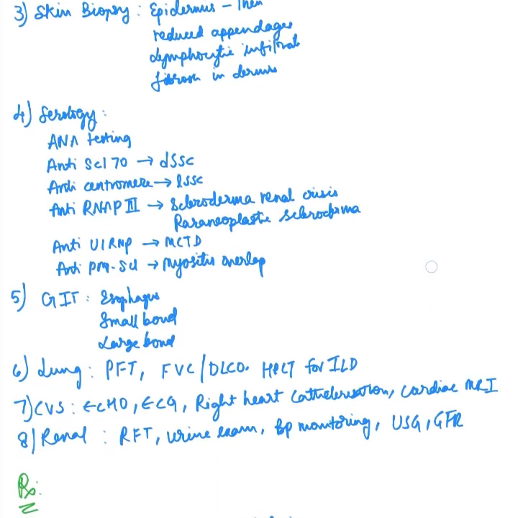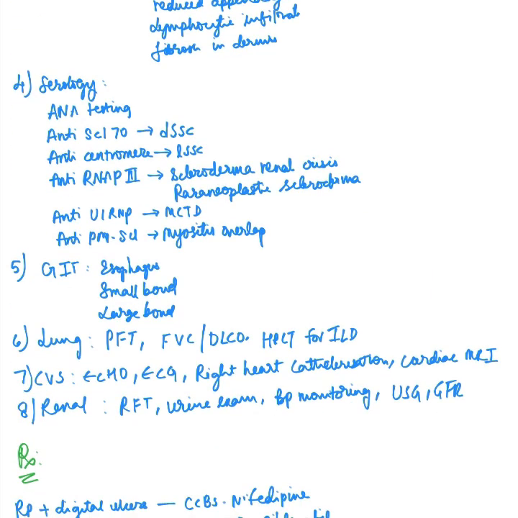Coming to serology, we do anti-nuclear antibody testing, where anti-Scl70 or anti-topoisomerase antibodies are positive in diffuse systemic sclerosis, anti-centromere antibodies are positive in limited systemic sclerosis, then anti-RNAP3 is seen in scleroderma renal crisis and paraneoplastic scleroderma, anti-U1 RNP in mixed connective tissue disease, and anti-PM-Scl in myositis overlap.